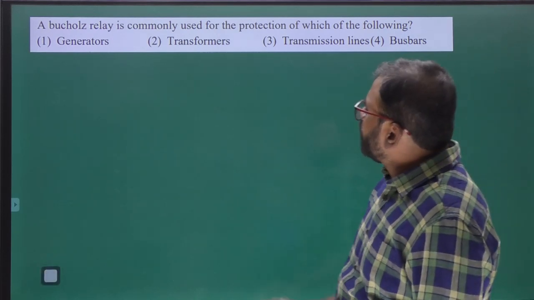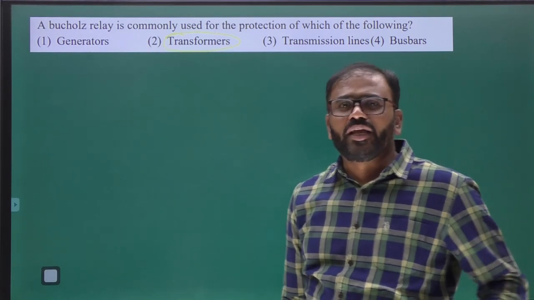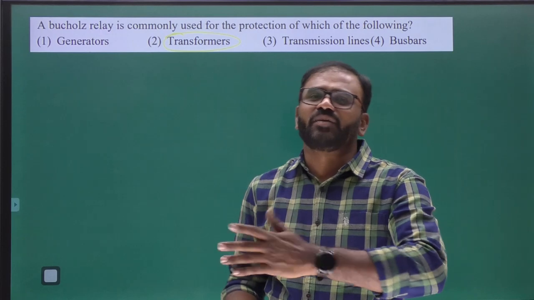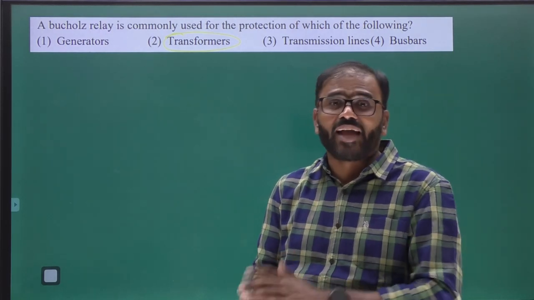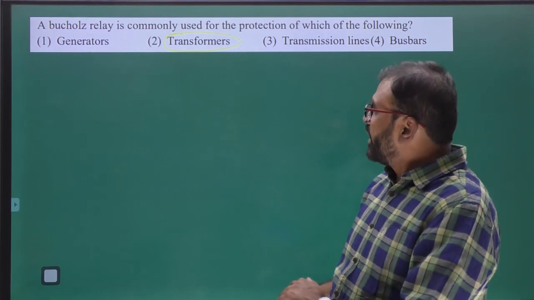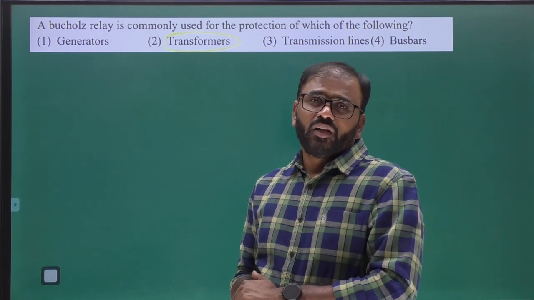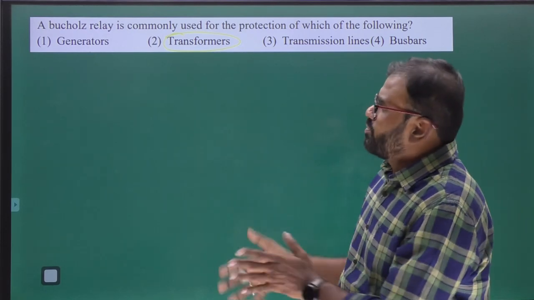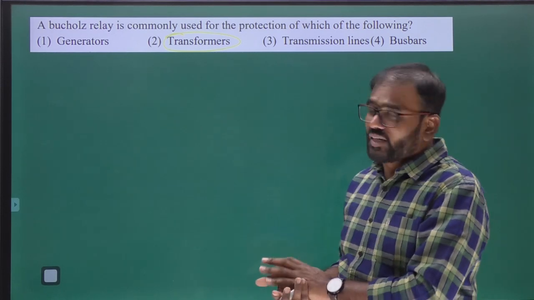We know that the Buchholz relay is generally used in transformers. Generally, the Buchholz relay protects the transformer against incipient faults, basically turn-to-turn faults, inter-turn faults, core faults, tank faults, or leakage of oil. Then the Buchholz relay takes care of protection of the transformer. So Buchholz relay is basically used for what? Transformers. It is also called the pressure actuated relay.